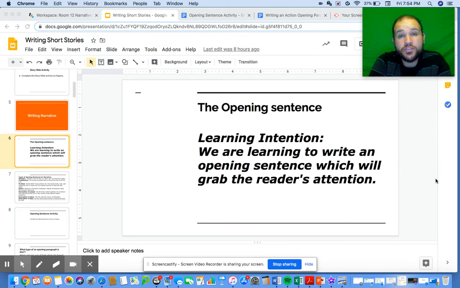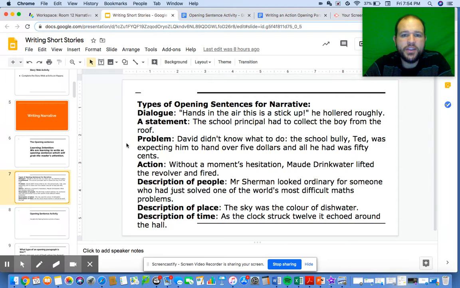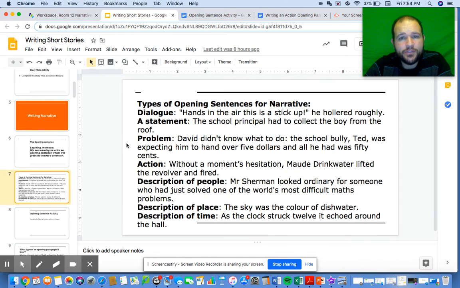The first thing that we're going to be looking at today is to do with opening sentences. Essentially this is our learning intention. We are learning to write an opening sentence which will grab the reader's attention. On the screen, you can see the different types of opening sentences for narratives.